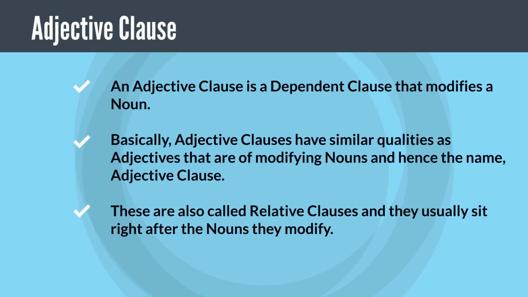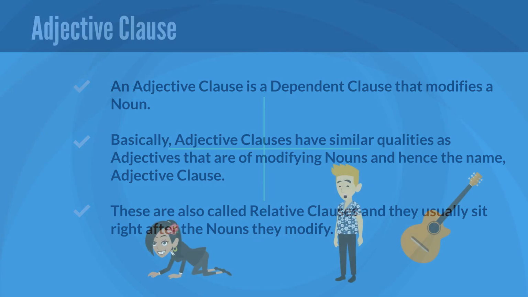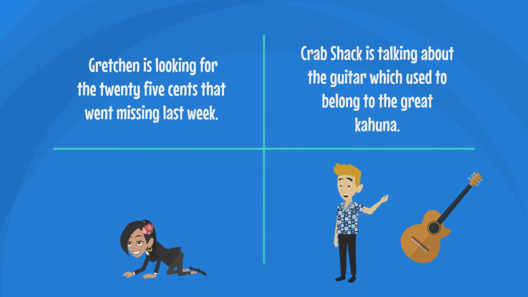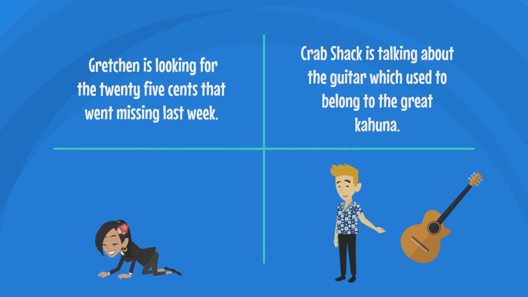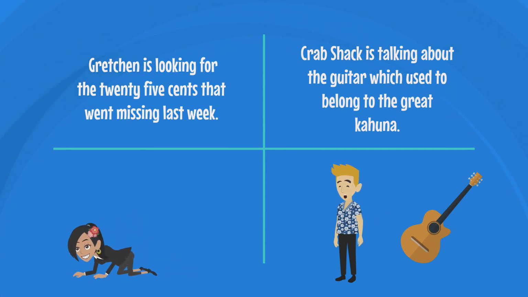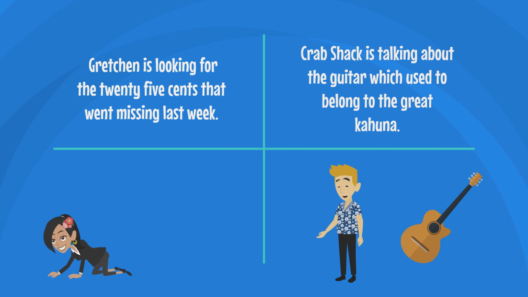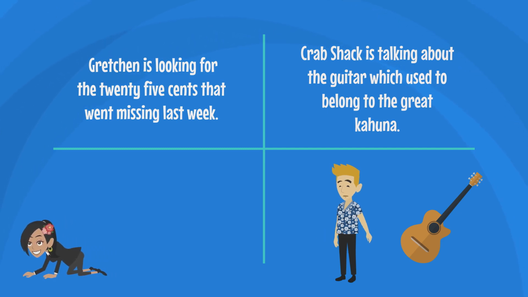An adjective clause is a dependent clause that modifies a noun. Basically, adjective clauses have similar qualities as adjectives in modifying nouns, and hence the name, adjective clause. These are also called relative clauses and they usually sit right after the nouns they modify. Examples: Gretchen is looking for the 25 cents that went missing last week. Crab Shack is talking about the guitar which used to belong to the great Kahuna.